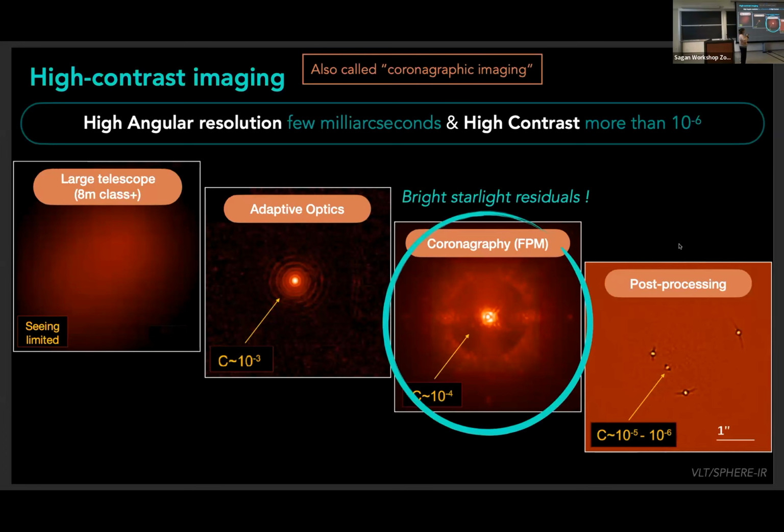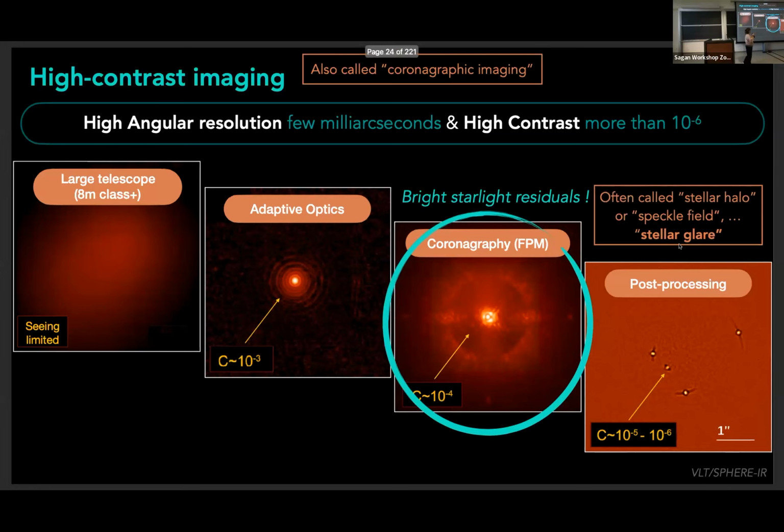Here, we go from the two images on the left-hand side. We call them bright starlight residuals. Sometimes we call them stellar halo, which is nice, but it makes us think about something fuzzy, so it's probably not the best, or speckled field, which is nice, but then you forget about the fuzzy thing, which is still there. Or one vocabulary we liked with Jason Wang, who's been preparing that vocabulary list with me, is the stellar glare, because all of the things you see here is actually the light from the star that is spread around in the field. Very rarely will you see the planets anywhere here.